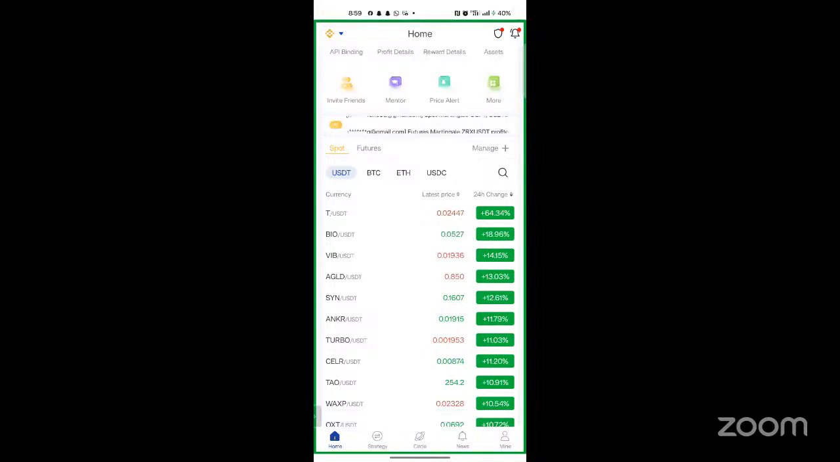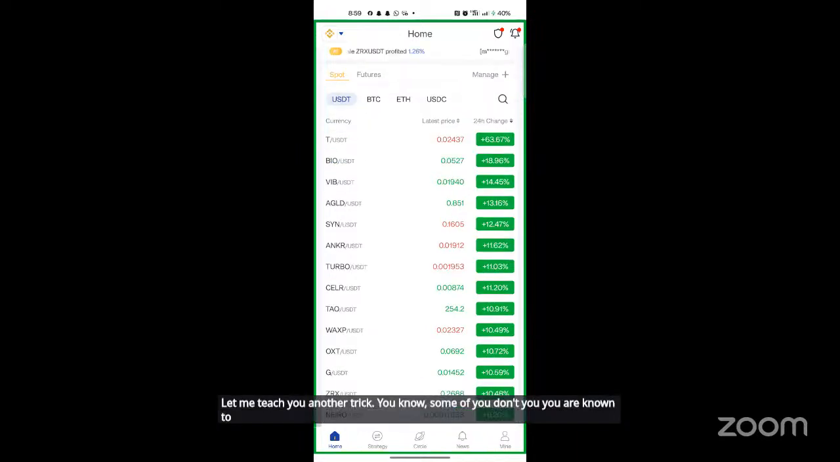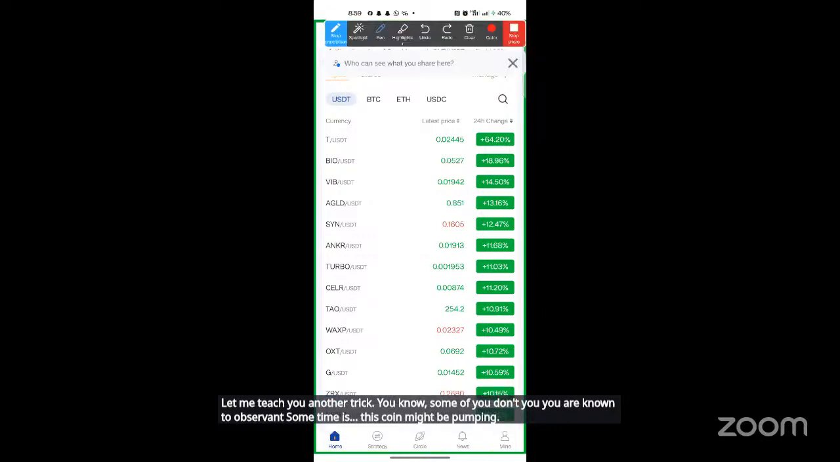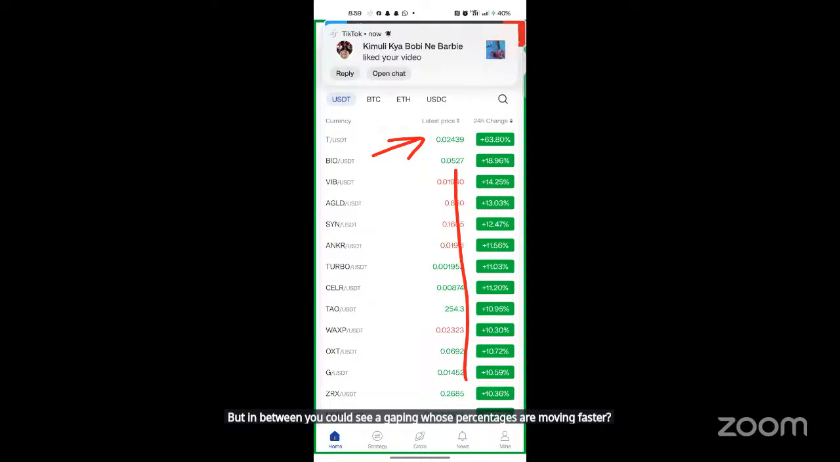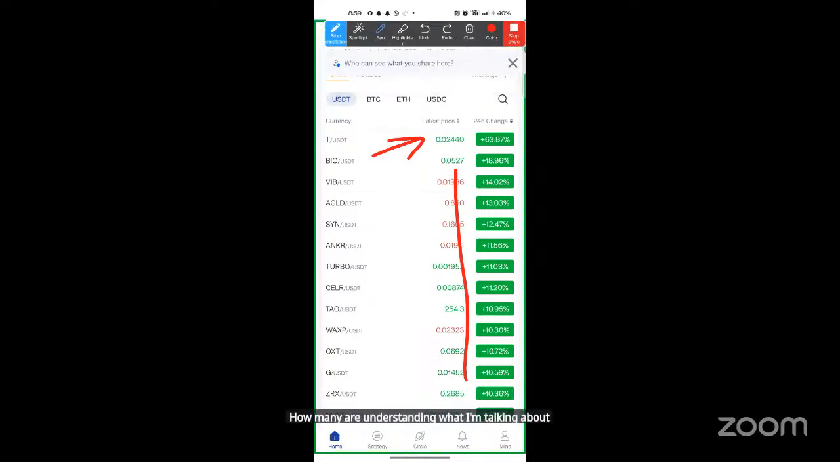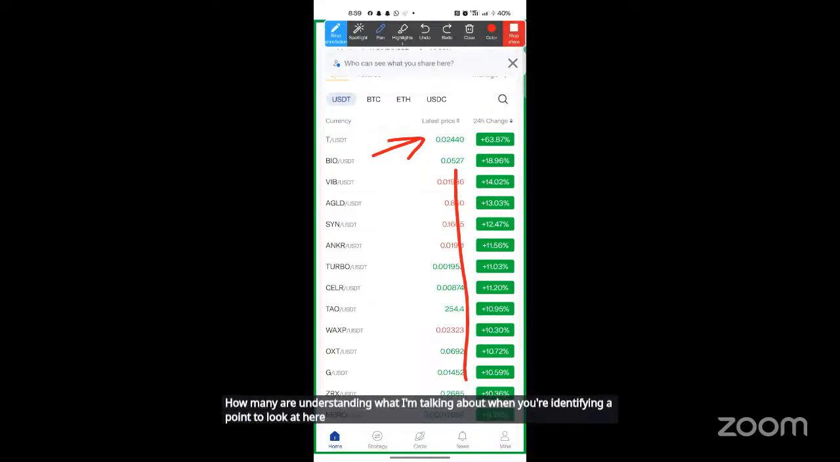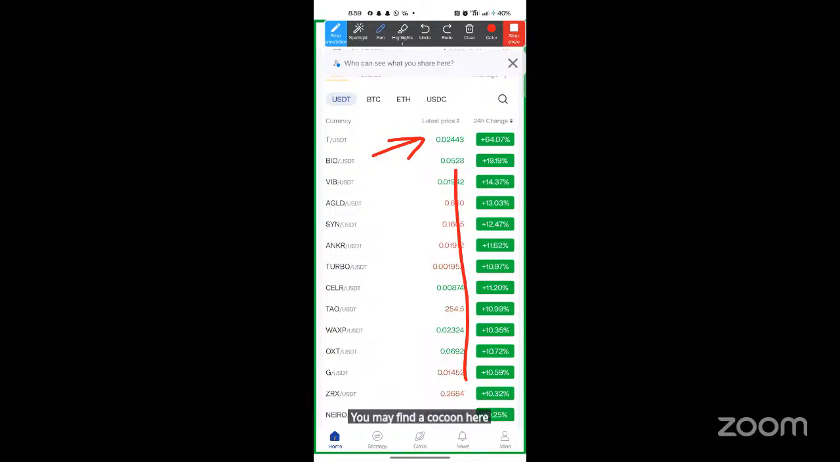Let me teach you another trick. Some of you are not observant. Sometimes this coin might be pumping, but in between here, you could see a coin whose percentages are moving faster. How many are understanding what I'm talking about? When you are identifying a coin to look at here, you just spend a few minutes. You might find a coin here that is promising.